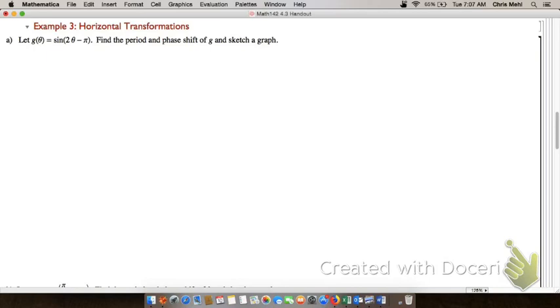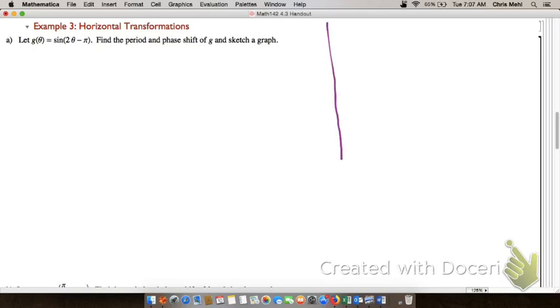Okay, so let's now take a particular example here, and let's just first focus on the horizontal transformations. For this function g of theta, which is a transformation of the graph of sine, we're going to find the period, phase shift of g, and sketch a graph. One thing that's always a good idea is, before you even start applying these transformations, to at least write down your fundamental cycle for sine of theta.